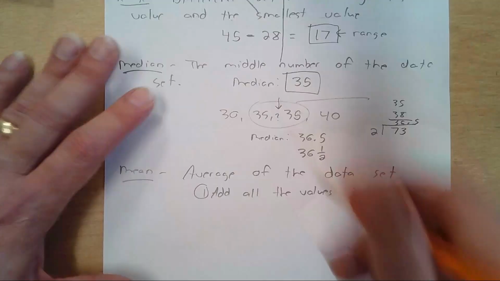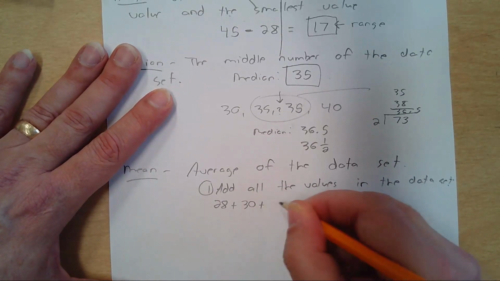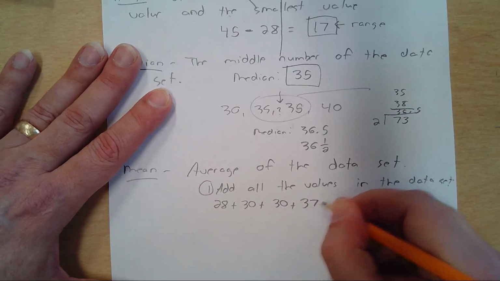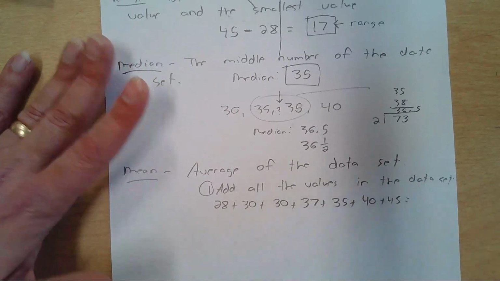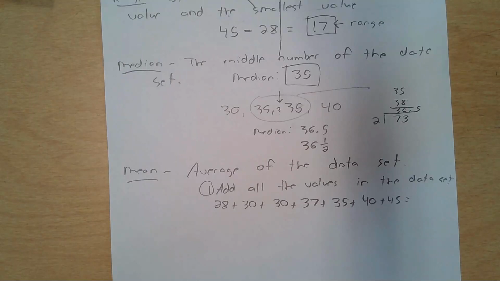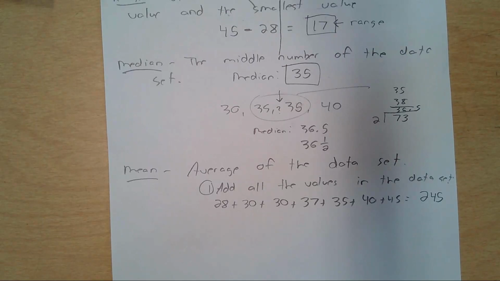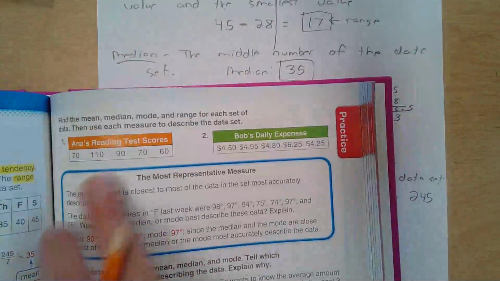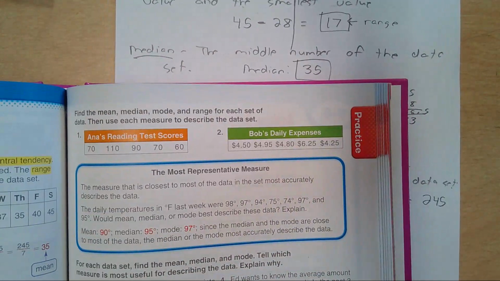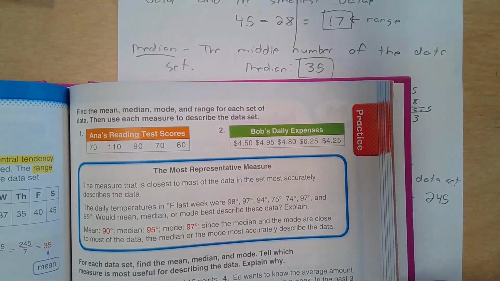In this case, I probably need to get pen and paper. 28 plus 30 plus 30 plus 37 plus 35 plus 40 plus 45. If I add all those up, that should equal 245. However many values there are, you need to add them all up. You can see some of our examples over here. Will it take forever to add these up? No. Will it take a little bit of time? Yeah, it'll take a little bit of time.